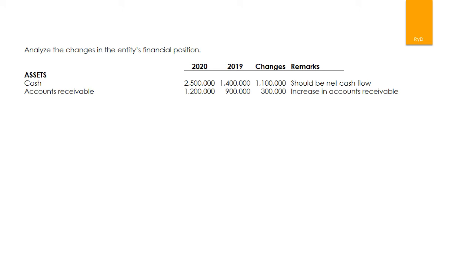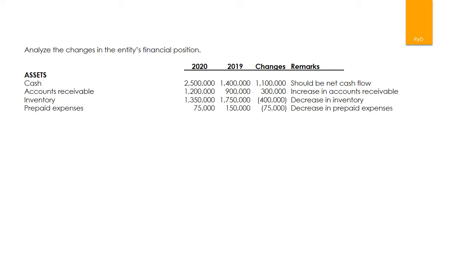So at 2020, it's 1.2 million. At 2019, it is at 900,000. So we have a change of 300,000. So this is an increase in our accounts receivable. And then we have our inventory. 2020, it's at 1,350,000. At 2019, it is at 1,750,000. So there is a decrease in our inventory of 400,000.